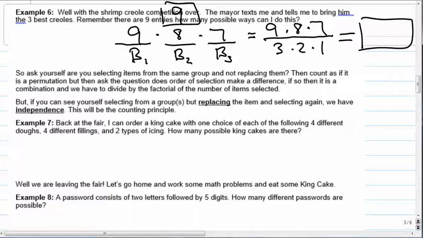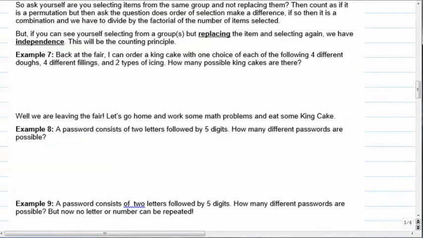Okay, I'll let you pause and you can read the material right here. I'm going to jump right to number 7. We're back at the fair, and I can order a king cake. I have one choice of each of the following: 4 different doughs, 4 different fillings, 2 types of icings. How many possible king cakes are there?